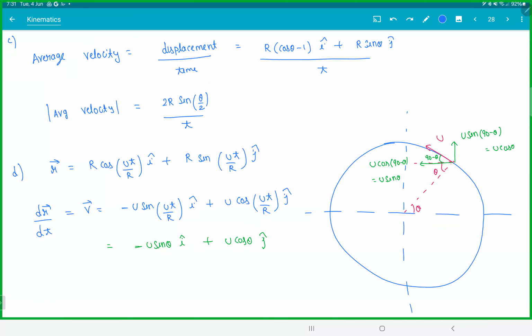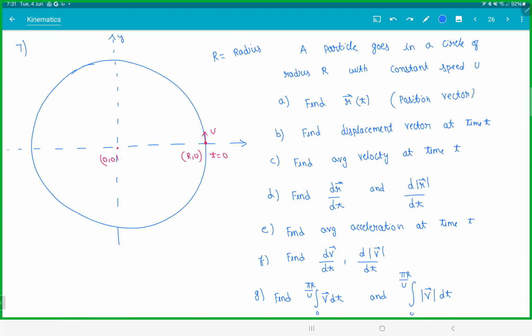Clear with this? That is the E part. I hope everyone got it. Let's get F and G. Try, I'll give 2 minutes. Let's see what these are: dv by dt, d mod v by dt, integral v dt, integral mod v dt. Yes, you just got it. We did something like that in vectors, dv by dt. You're right. Keep going.